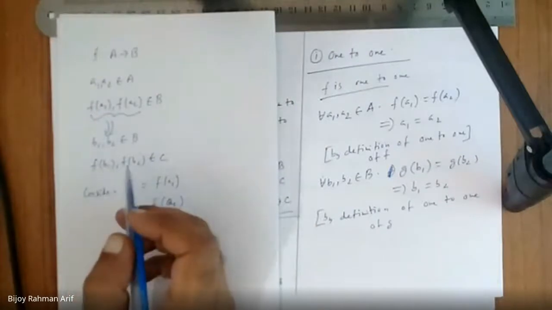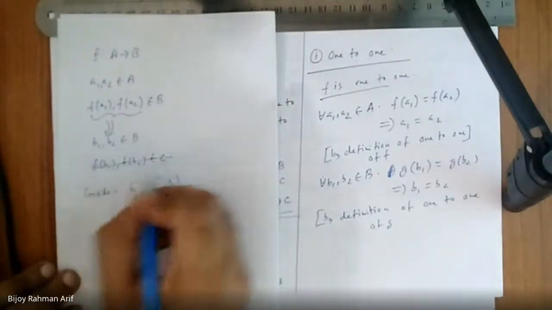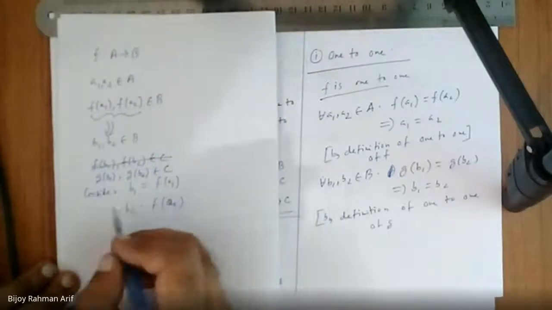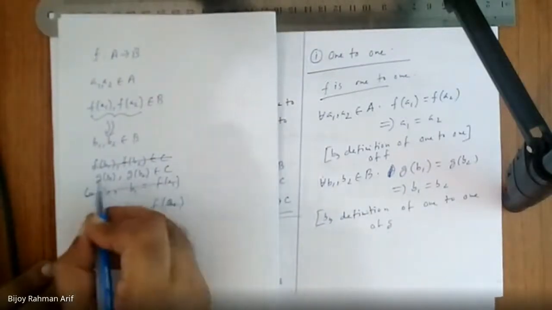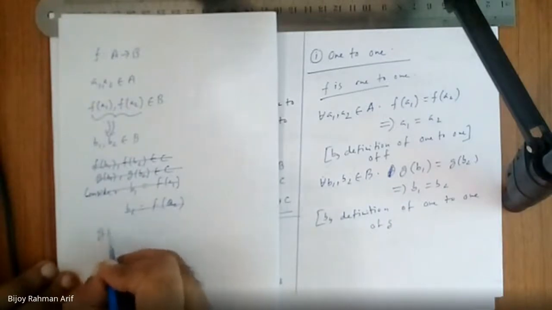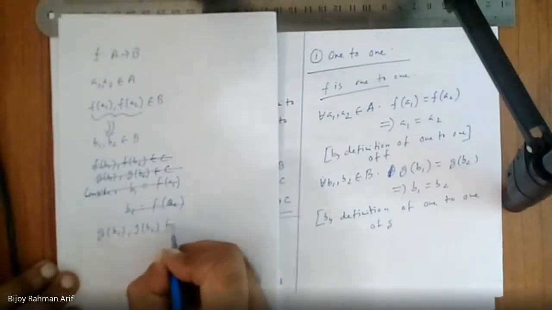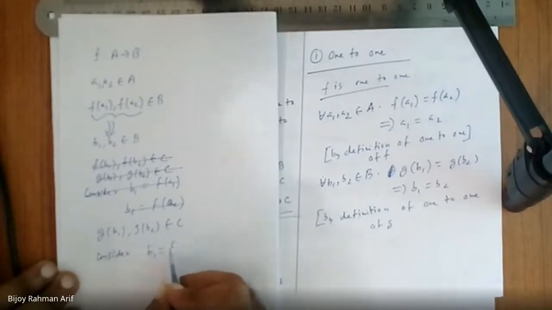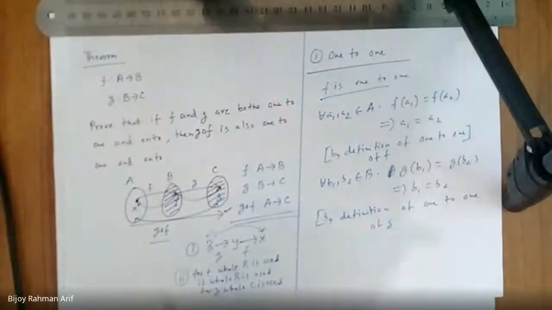Where did C come from? C comes from G, mapping B to C. So we consider this is G. Oh, okay, it is related to this G. So we are done with our argument.